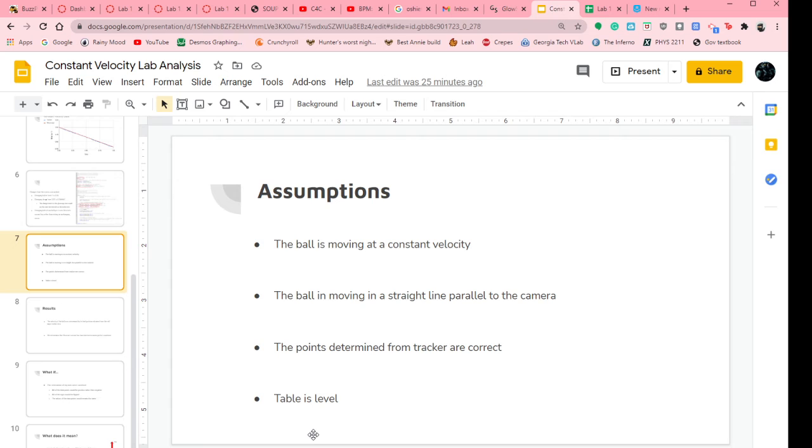Some assumptions that were made during this experiment were that the ball is moving at a constant velocity, the ball is moving in a straight line parallel to the camera, the points input into Tracker are correct, and that the table is perfectly level.